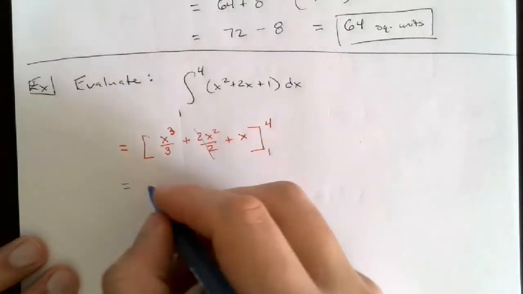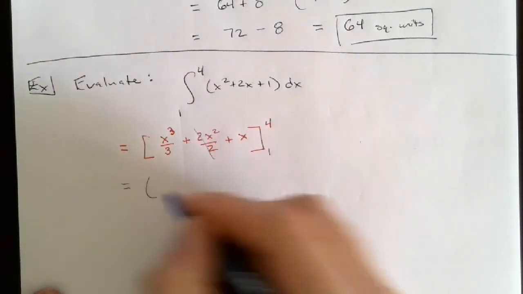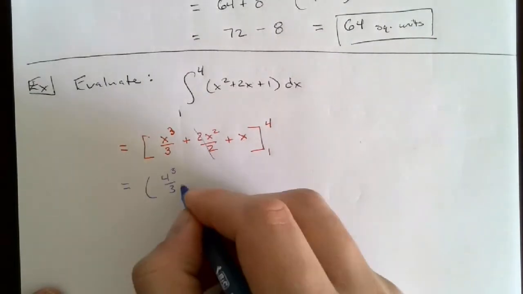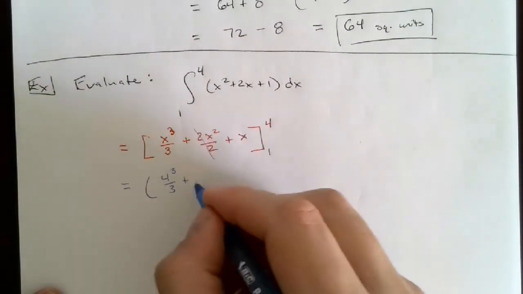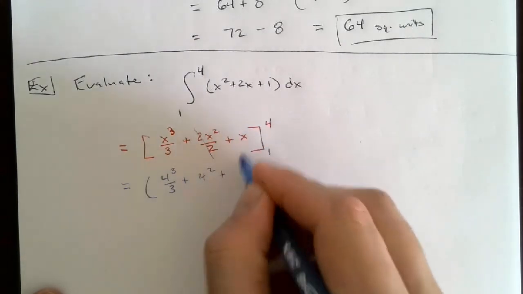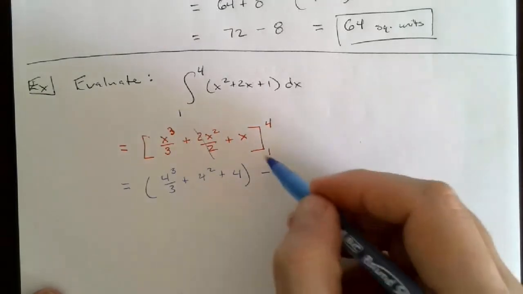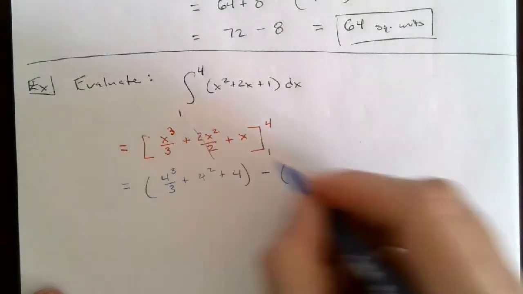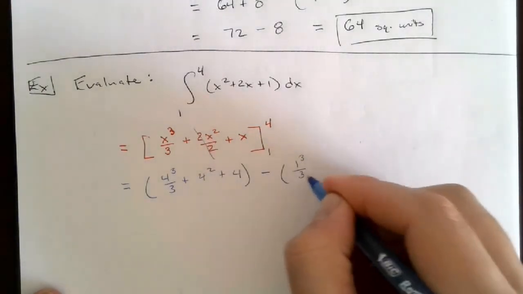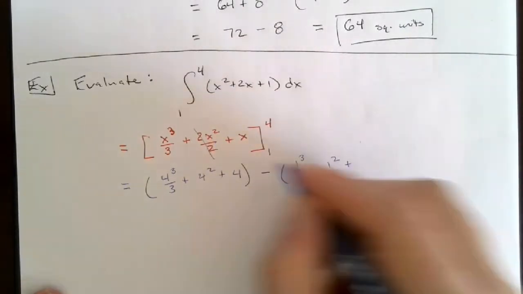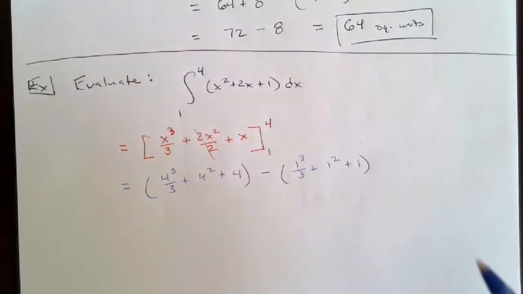and then subtract off substituting in the lower limit. So substituting in, I would have, for the first part, subbing in 4, I'd have 4 to the third over 3, plus the 2's canceled here, so we just have 4 squared, plus subbing in for x, we get 4, minus, now we're going to substitute in 1. So 1 to the third over 3, plus 1 squared, plus 1. So we're subbing in 1 everywhere into the function here. And now it's just up to us to simplify.